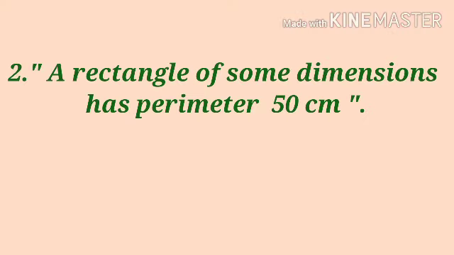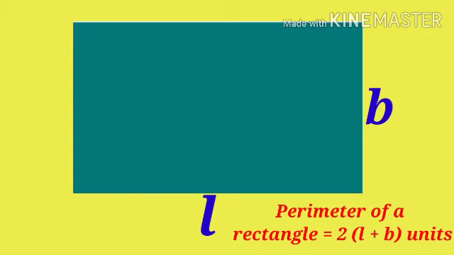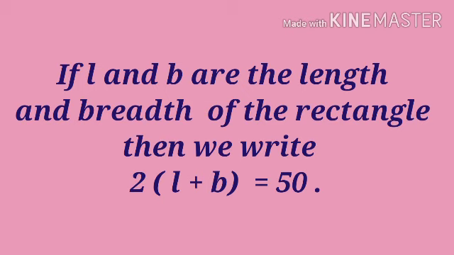A rectangle of some dimensions has perimeter 50 centimeter. What are the dimensions used in a rectangle? Yes, they are length L and breadth B. It has perimeter 50 centimeter. We know that the perimeter of a rectangle is 2 into L plus B. Here, the perimeter is given as 50. Therefore, the required algebraic equation is 2 into L plus B is equal to 50.